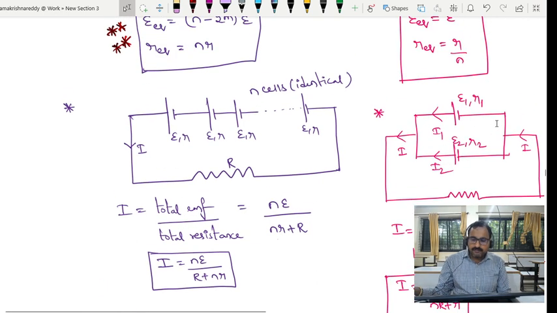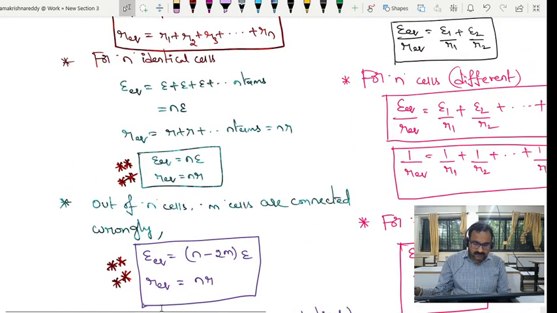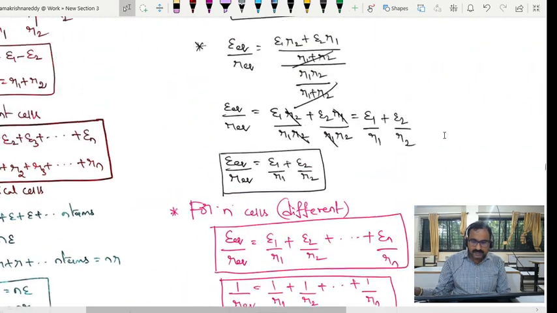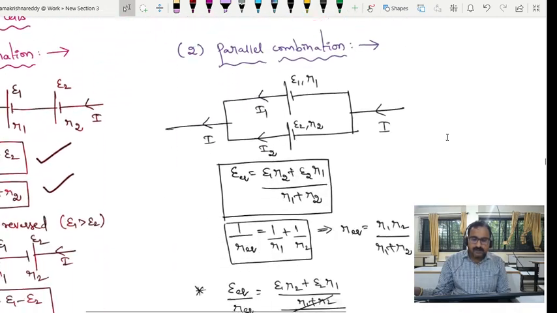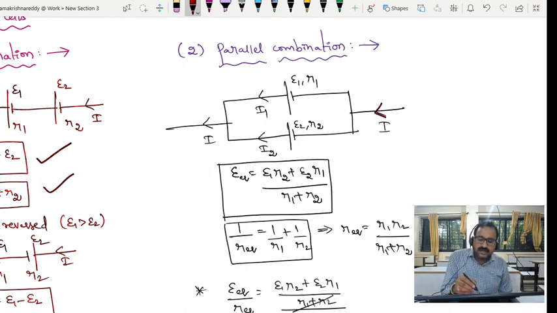In the same way, the parallel combination. See that one, parallel combination. We have to write it in exactly the same manner, and the same points will be covered. So when two cells having EMFs E1 and E2 and internal resistances R1 and R2 are connected in parallel combination, let I be the current flowing through them, then it divides into two parts, I1 and I2.